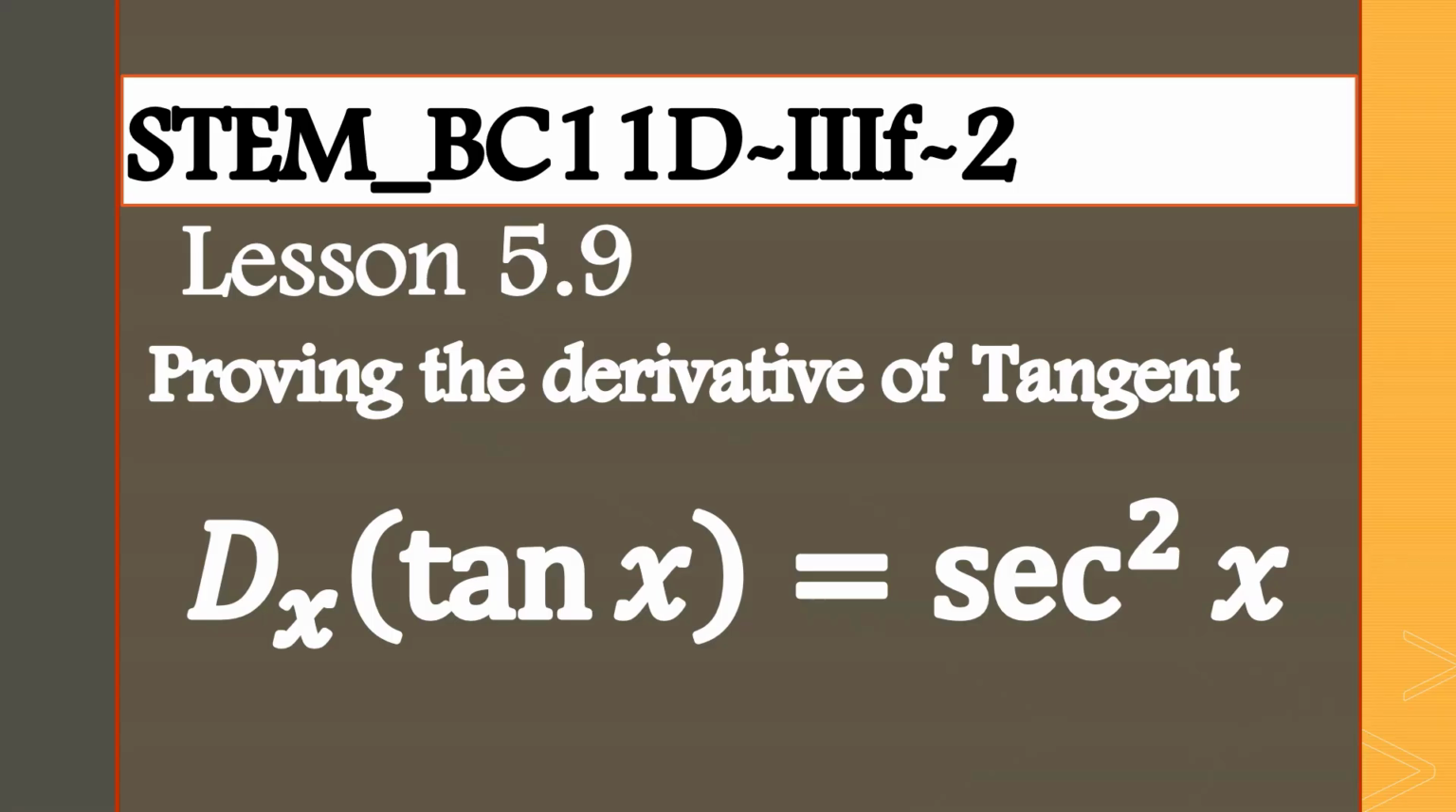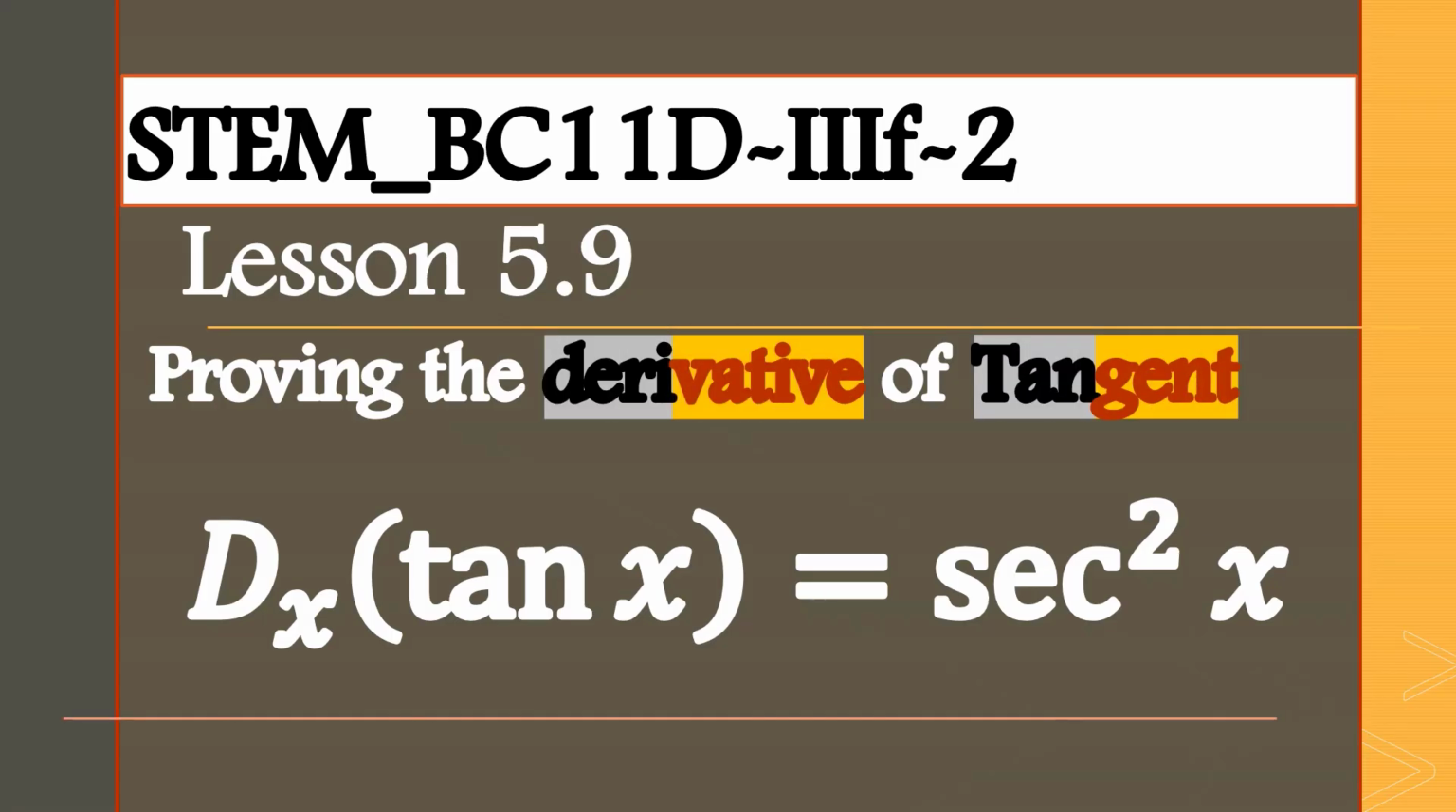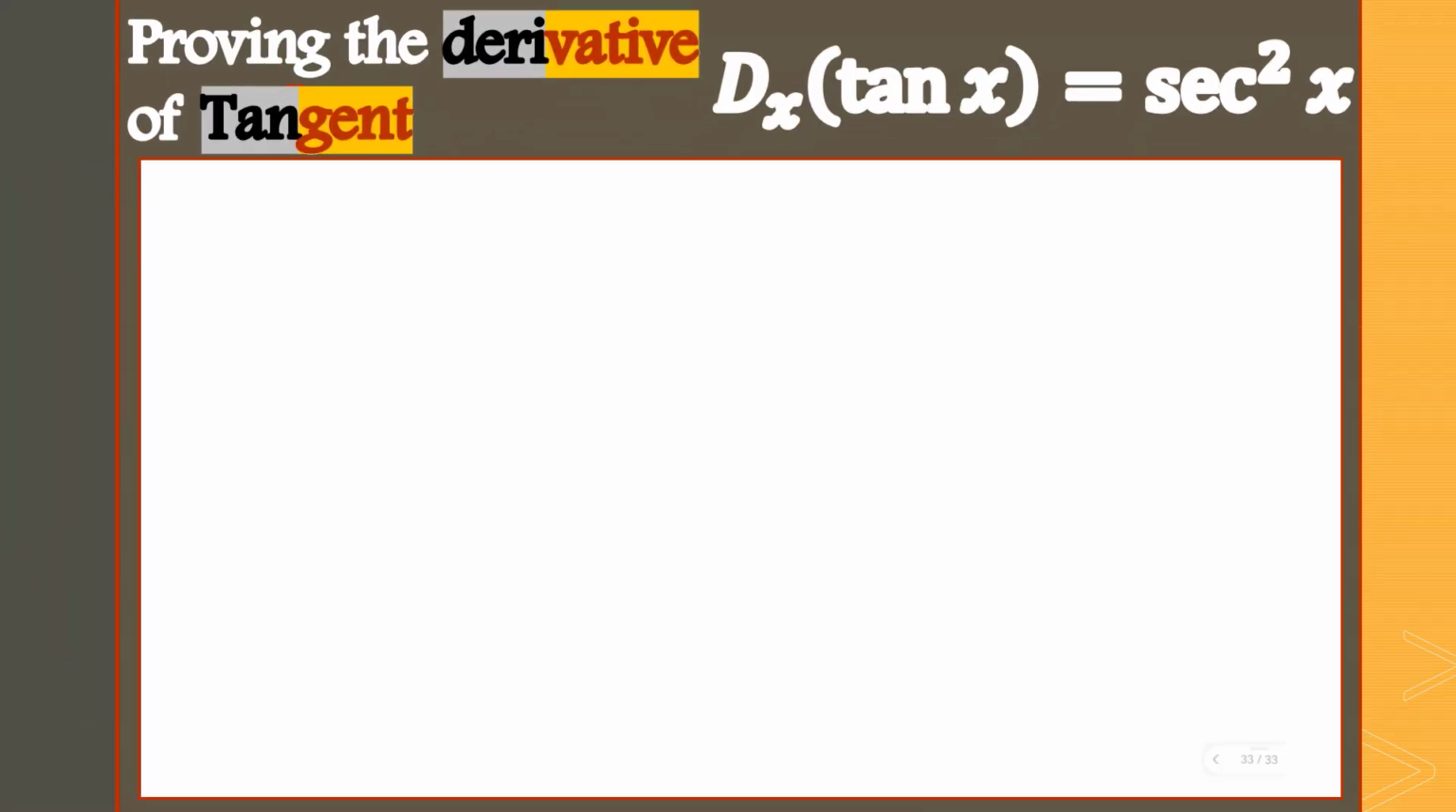Let us show the proof for the derivative of the tangent function. Previously, we have already identified and proven the rules for differentiating the cosine and sine trigonometric functions. The next four will focus on the remaining four trigonometric functions. We will start with the tangent.